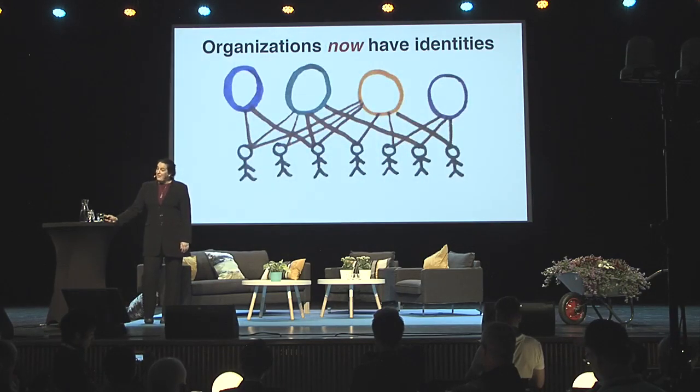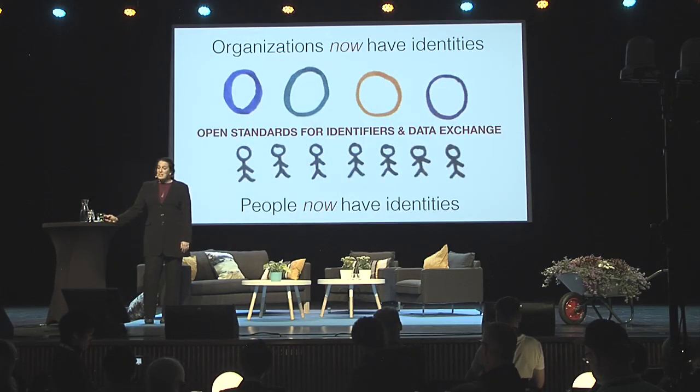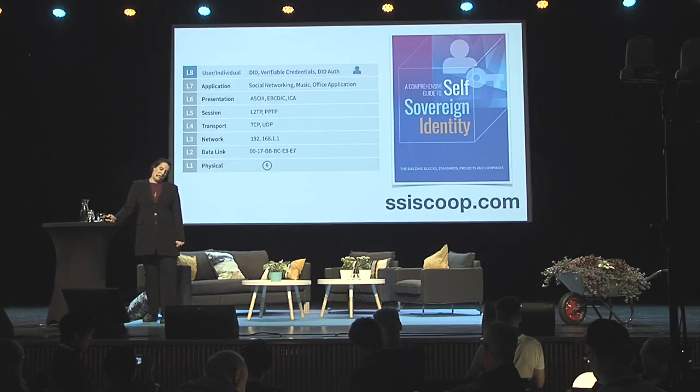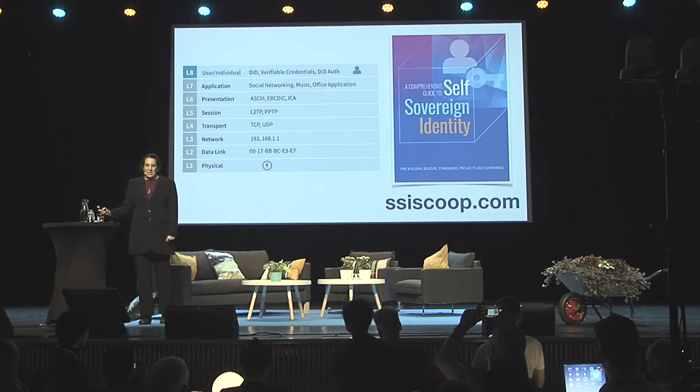So now organizations have identities in this new world we're talking about. And people do. And we're starting to see the emergence of new standards, these open standards for identifiers and data exchange that I talked about earlier as a really big vision from so long ago. So we're seeing a new layer of the internet emerge, and we call this layer 8. And my colleague Heather Vescent and I wrote about this in a report for C-level executives.